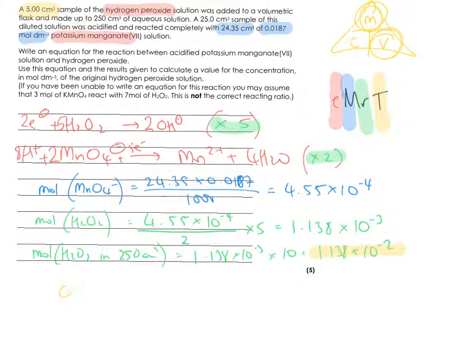So our concentration of H2O2 is going to equal number of moles, which is 1.138 times 10 to the minus 2, divided by the volume, which is 5 centimetres cubed. It's going to be 5 divided by 1,000. Do that in brackets so that you don't get a weird number. And so what you will get in the end is 2.28 moles per dm cubed.